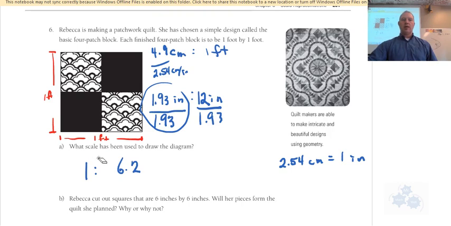So is everyone okay with that? 1 to 6.2? Do you understand that process there? How we got that?